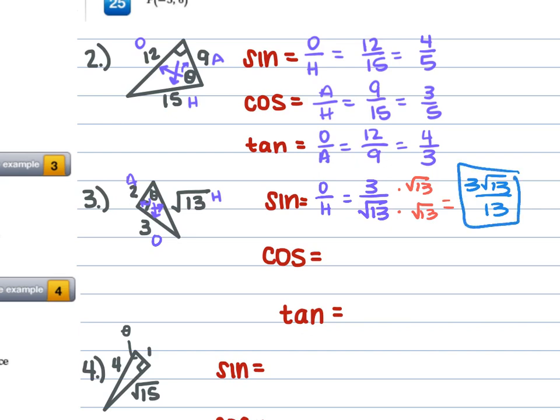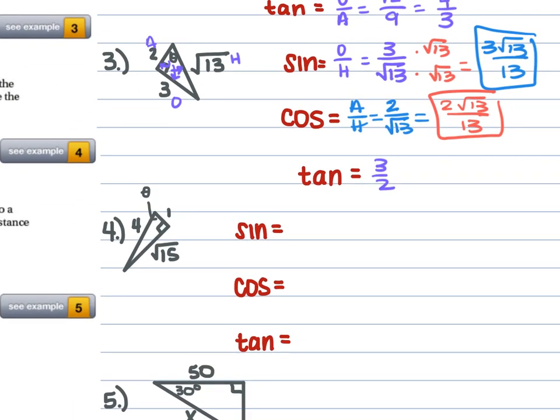For cosine, we have adjacent over hypotenuse, so adjacent is 2 over the square root of 13, which then simplifies to be 2 square root 13 over 13. For our tangent, we have opposite over adjacent, so that's 3 over 2.